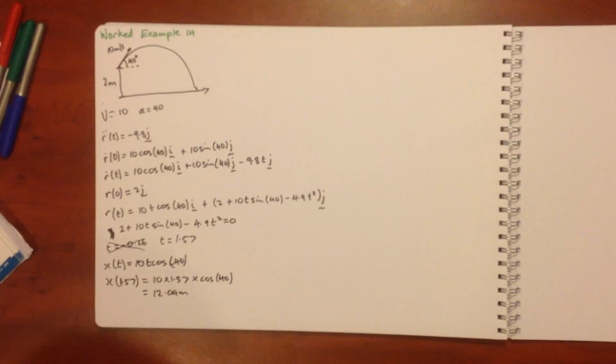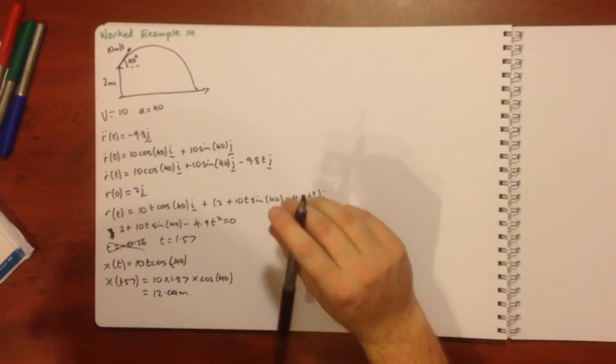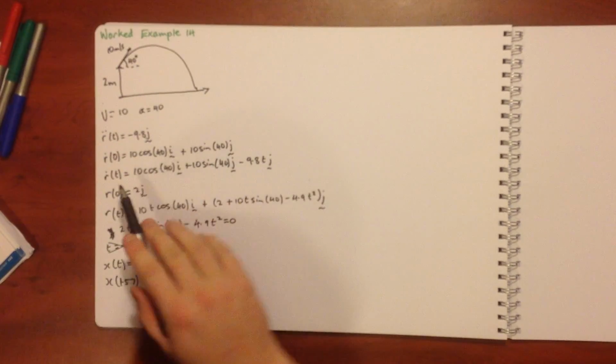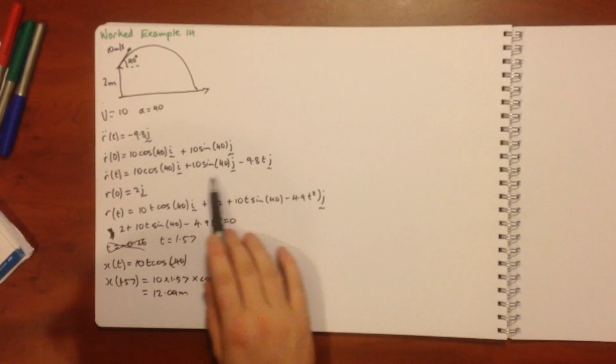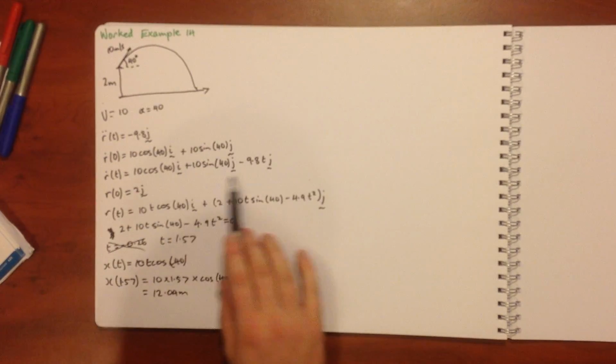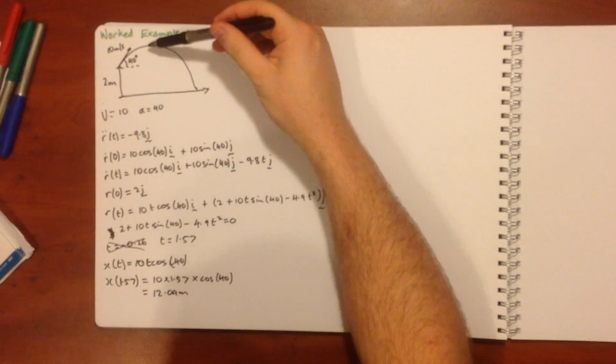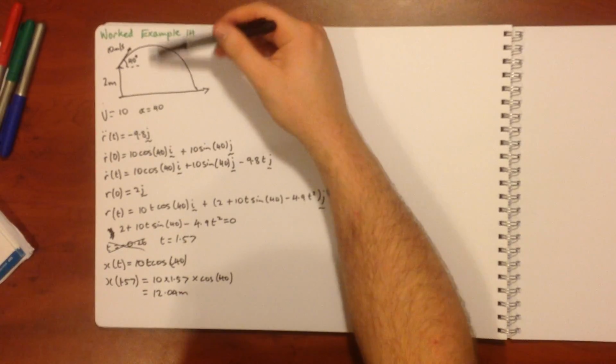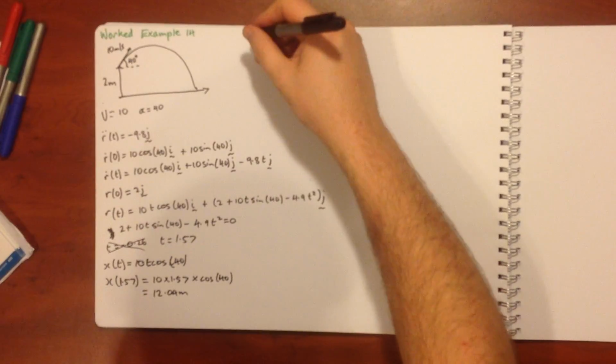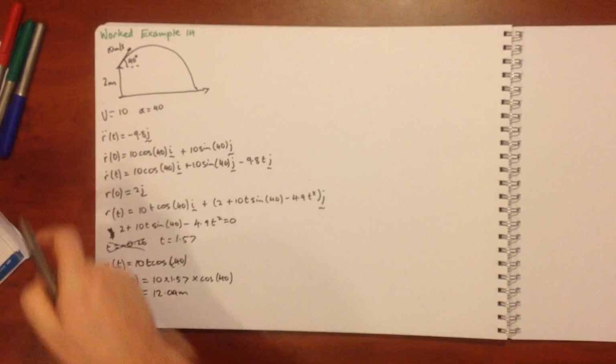We need to find the maximum height reached. So what we need to do is solve our velocity vector, in our j direction, equal to 0, because at the top of our flight our velocity vertically is 0. So I'll just change colours here to make it a bit clearer.